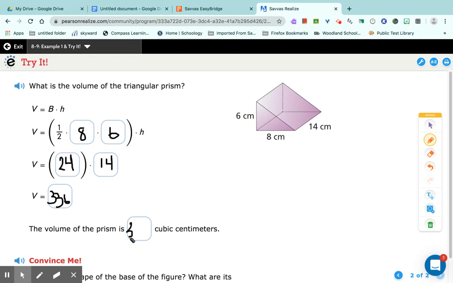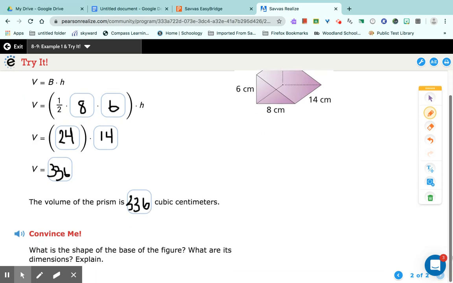336 cubic centimeters. Okay, so that's the first thing. What is the shape of the base of the figure and what are its dimensions? Well, the shape is a triangle and it's 6 centimeters by 8 centimeters. So the base is a triangle because the triangles are identical and parallel to each other.